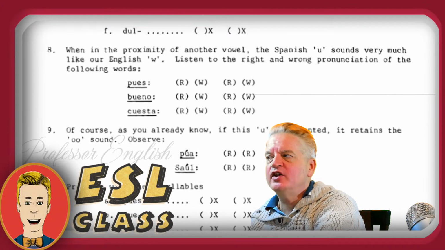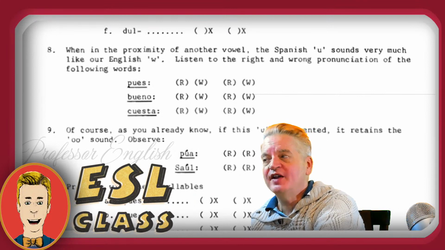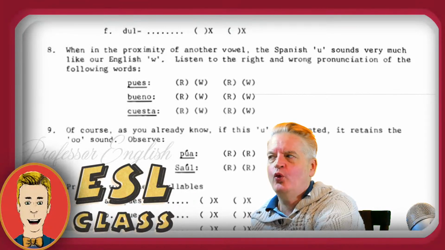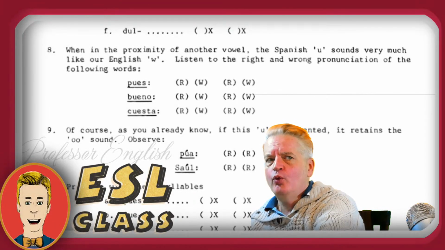Next word is bueno. I think I'm guilty of saying bueno, but it's bueno. I think I do that. It's not bueno, it's bueno. I have to stop that. Bueno.